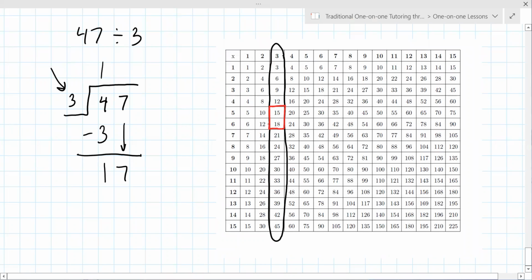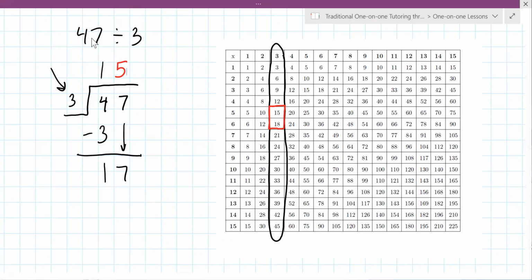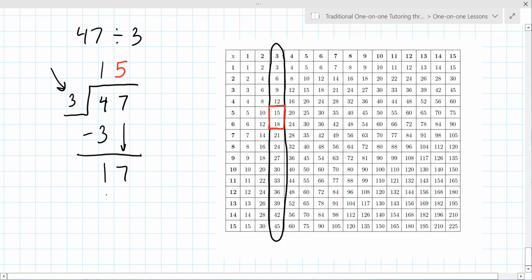Do you see how 15 is a little bit smaller than 17? Yes. Okay. So 5. So 5 goes up here. What is 5 times 3? 15. 15, good. You're really getting this today. It's great. And then you subtract. So 17 minus 15 is 3.